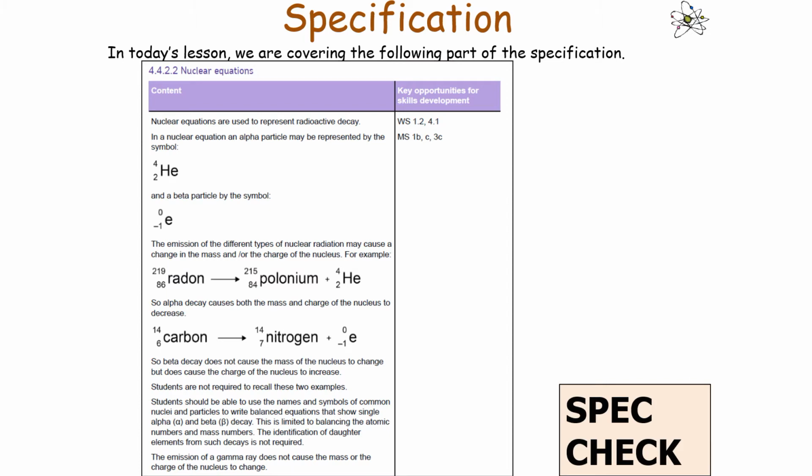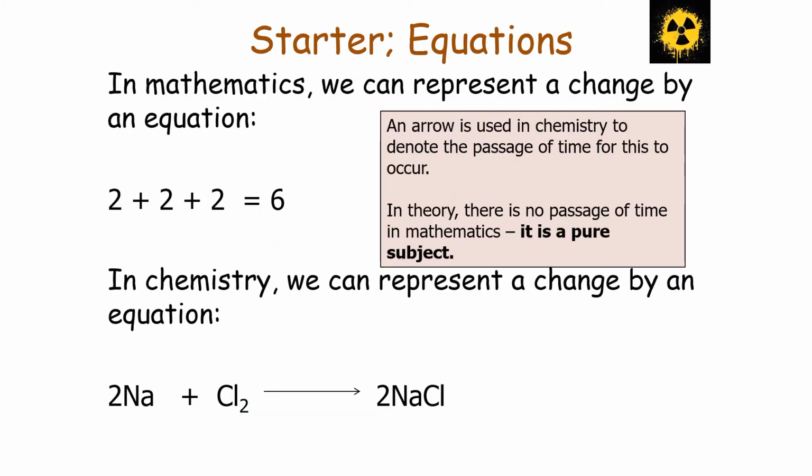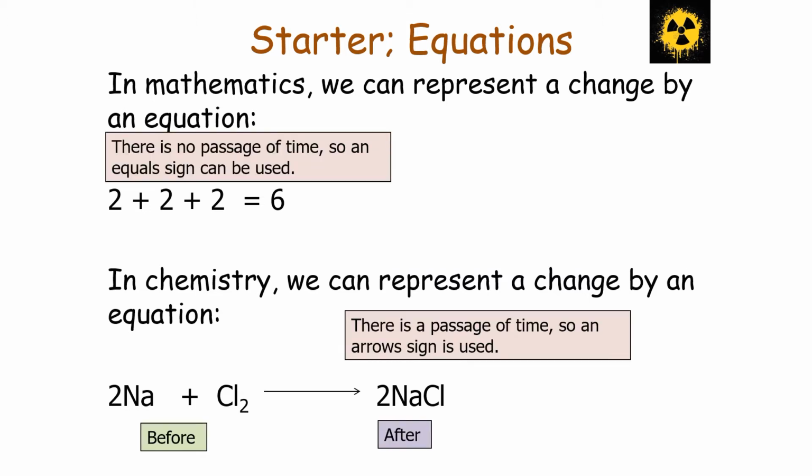4.4.2.2 Nuclear Equations. Now in mathematics we can represent a change by an equation. So we can say 2 plus 2 equals 4. And in chemistry we can represent a change by an equation. So 2Na plus Cl2 goes to 2NaCl. Now an arrow is used in chemistry to denote the passage of time for this to occur. And in theory there's no passage of time in mathematics, it's a pure subject, so you can use an equal sign. So if there's no passage of time, we use an equal sign to represent a change, and if there is a passage of time, we use an arrow to represent change.